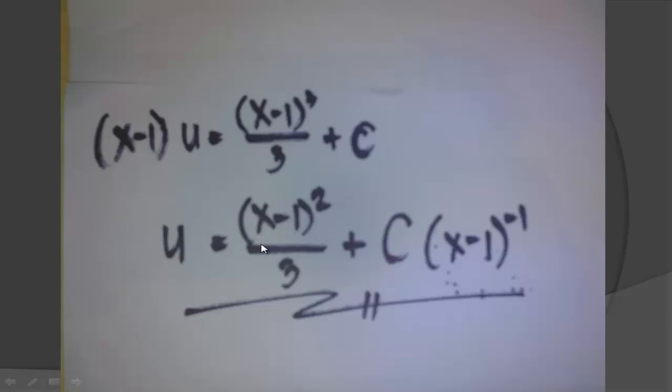You now have your general formula: u is equal to x minus 1 squared over 3 plus c times x minus 1 to the negative 1. That is just your general solution. If you want to find a particular solution, then you have to find c, but in our part we are just asked to find a general formula.